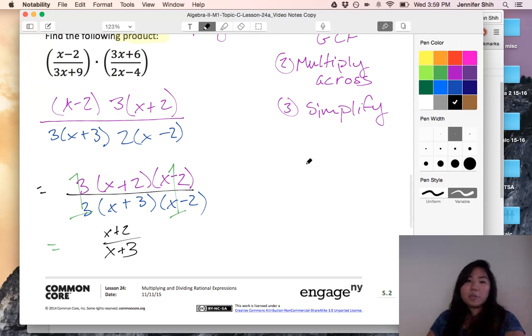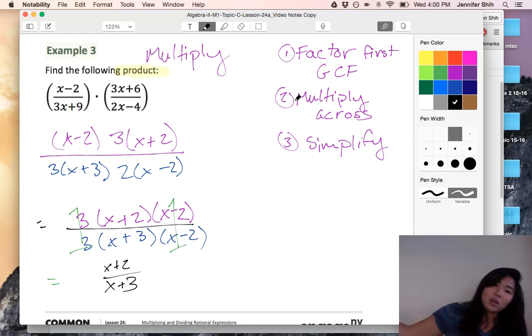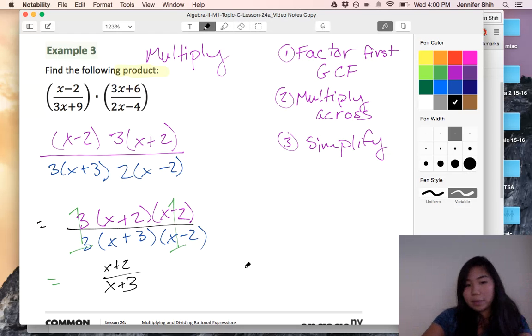So I actually combined the first 2 steps. I factored and I multiplied across. That may be confusing, but it also works. You can also just factor first and then multiply across. Try it out yourself. See if you get the same answer.